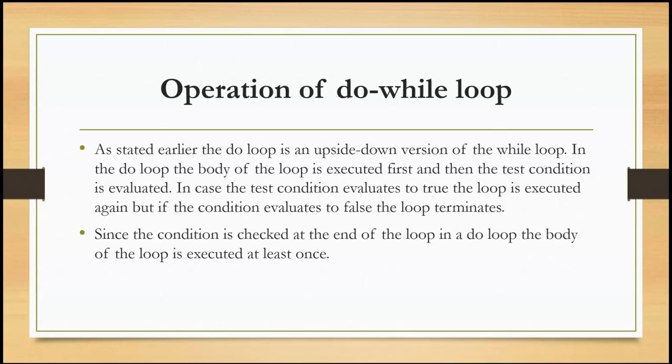As stated earlier, the do while loop is an upside down version of the while loop. In the do while loop, the body of the loop is executed first and then the test condition is evaluated. In case the test condition evaluates to true, the loop body is executed again, but if the test expression evaluates to false, the loop terminates. Since the condition is checked at the end of the loop in a do while loop, the body of the do while loop is executed at least once.